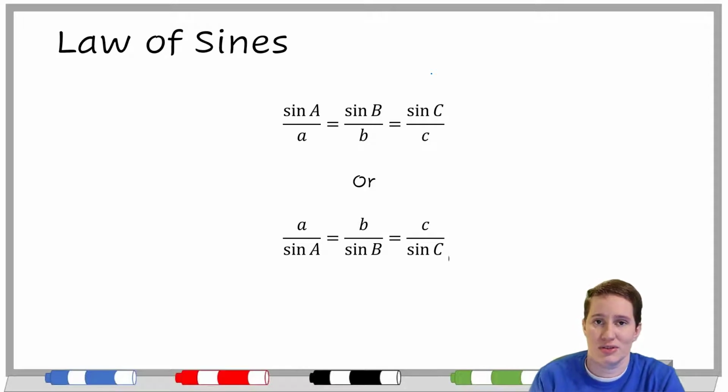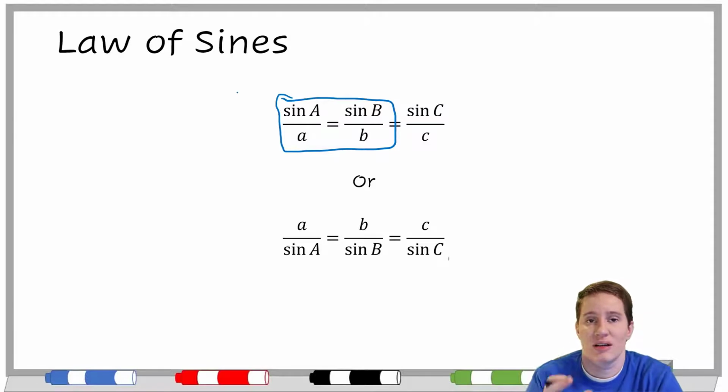I tend to use the first one, but I'll try to switch between them so that you can see it both ways. Anyway, what we'll end up doing is taking 2 of these fractions and creating an equation that we can solve to get one of our pieces, and then we'll continue on until we have found all 3 pieces.